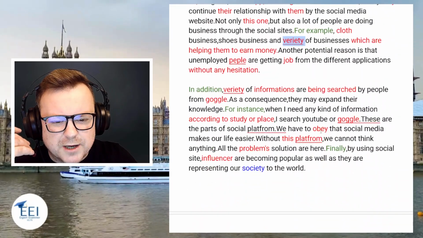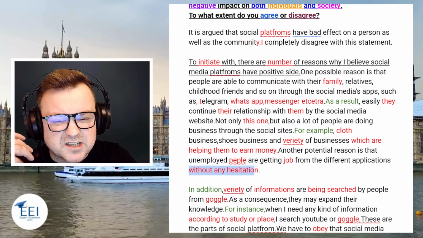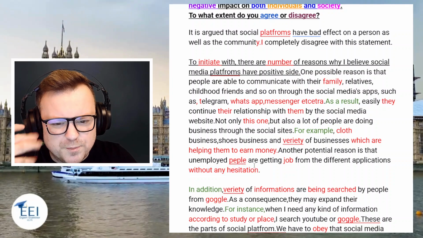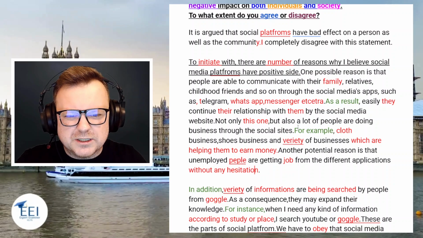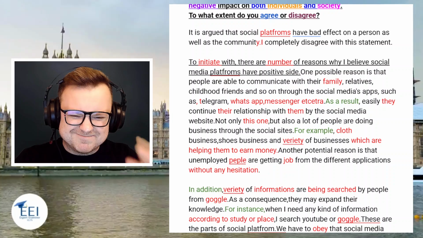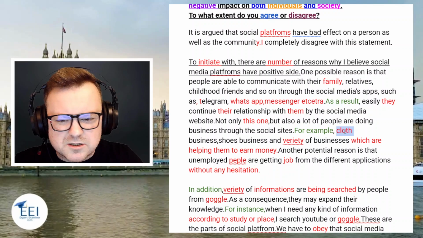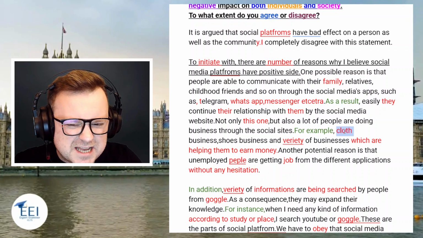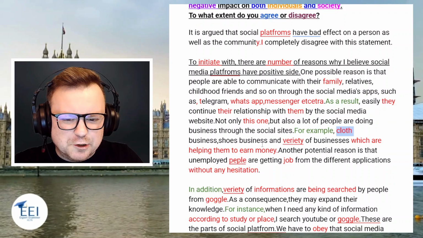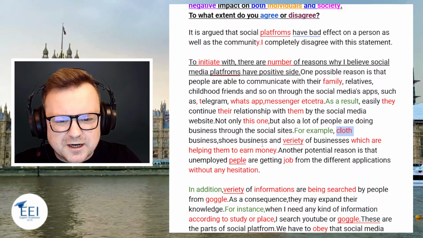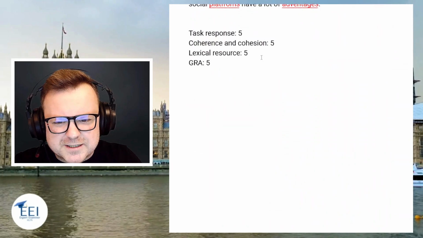There are strange language choices too, like we have to obey and then throwing in without any hesitation, just guessing and hoping it will be right. Candidate doesn't really demonstrate a full understanding of the vocab that he uses. Cloth business is kind of understandable as clothes business or clothes industry. Singular and plural nouns are mixed up all the time here too. Yeah, so for me, 5 for lexical resource.